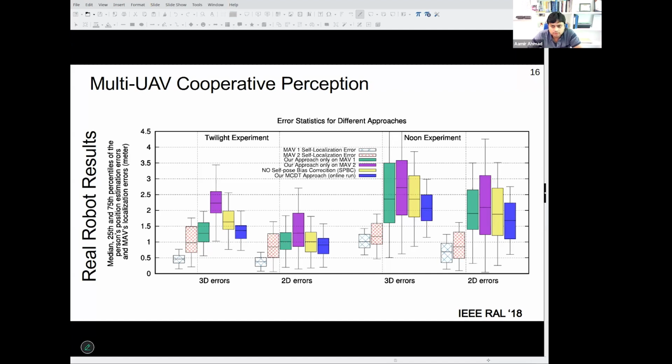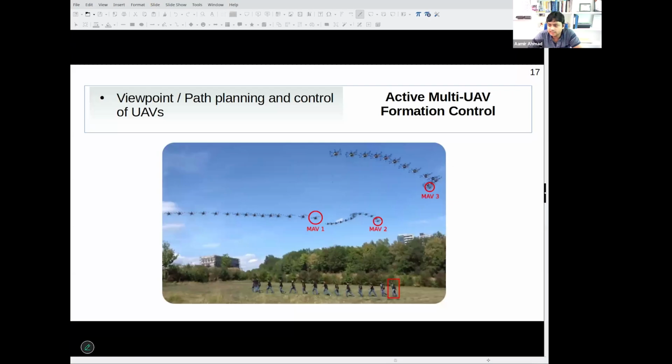Okay, so let's move on to the second component, and I hope I'm keeping track of time correctly. The second method that I want to talk about is active multi-UAV formation control. The first part was all about perceiving. You have measurements, you perceive the target, you have the target state estimate, and now what do we do with this perception? What are the actions the drone is going to take? Here, I will describe the method within the same general setup, right?